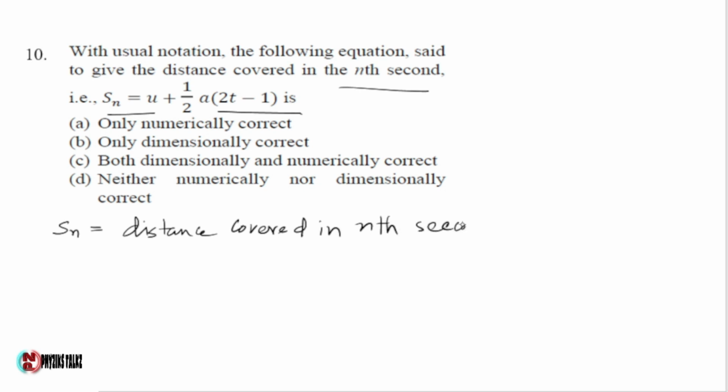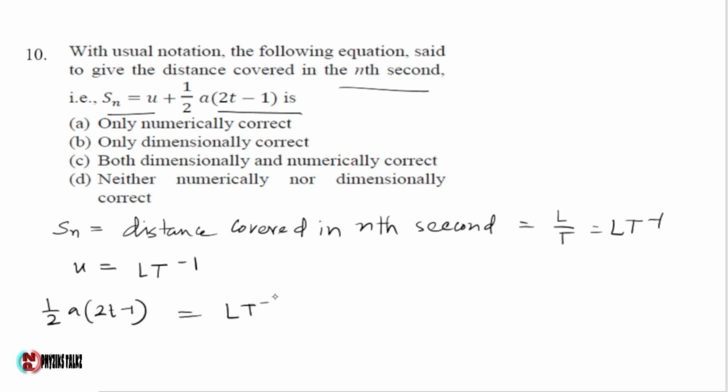which has the dimension L by T or LT minus 1. u is the initial velocity which has dimension LT minus 1. Now half a into 2t minus 1 has a dimension LT minus 2 into T, which gives LT minus 1. So all quantities have the same dimension. So this equation is dimensionally correct and also mathematically correct. So the correct option is option C. This equation is both dimensionally and numerically correct.